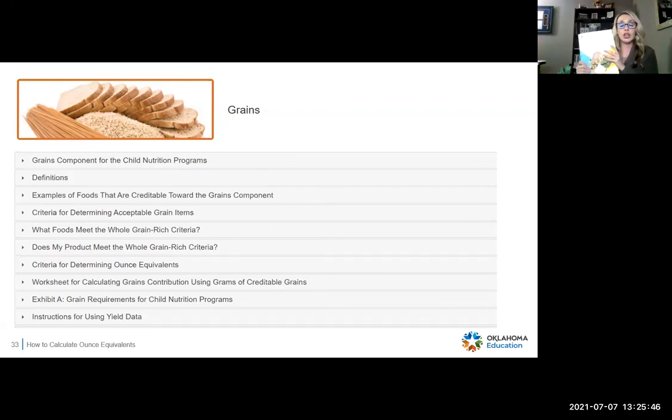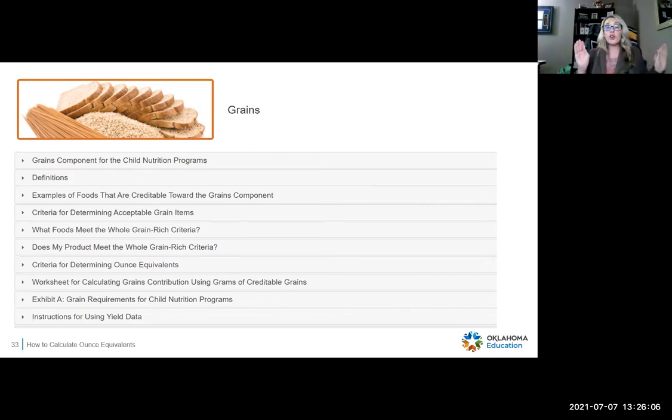If it's in here, it will tell you, if you look up an item you want to serve in the crediting handbook, it will tell you, can you serve it? Yes or no, or maybe. And if you find something in the food buying guide and it's in the section of grains, you can serve it as a grain. If you find something in the vegetable section, you can serve it as a vegetable.